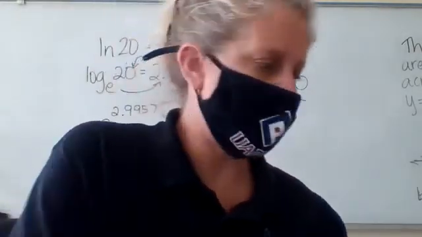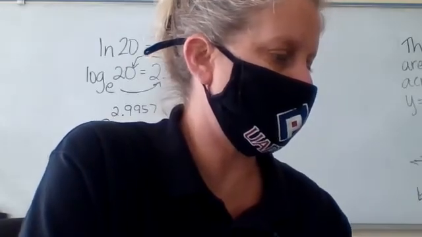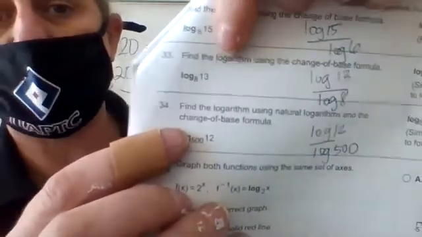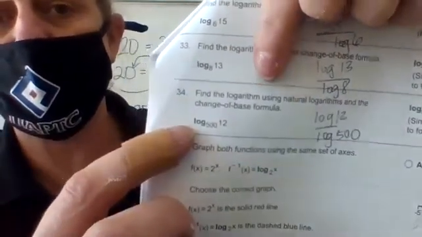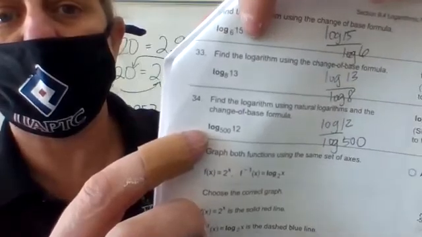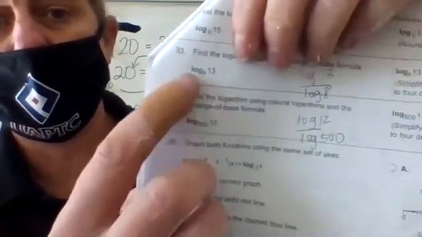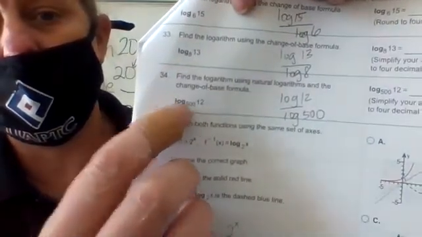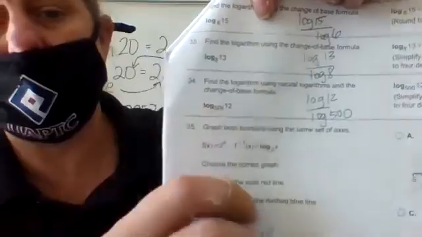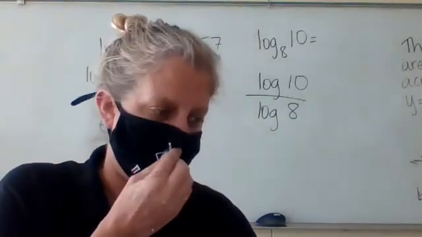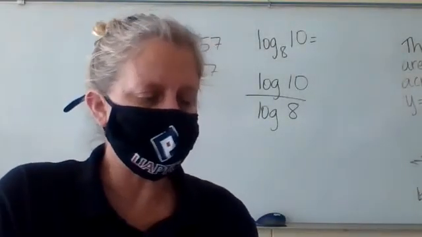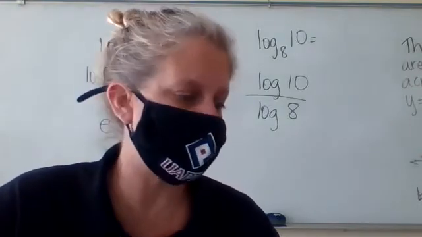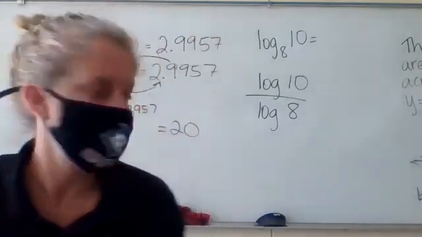Okay, you're going to do the same exact thing on 32, 33, and 34. You can either use the log base feature in your math function of your calculator, or do log of 15 divided by log of 6, log of 13 divided by log of 8, log of 12 divided by log of 500. It's all going to give you the same thing. Now, number 35 says to graph both functions in the same set of axes.